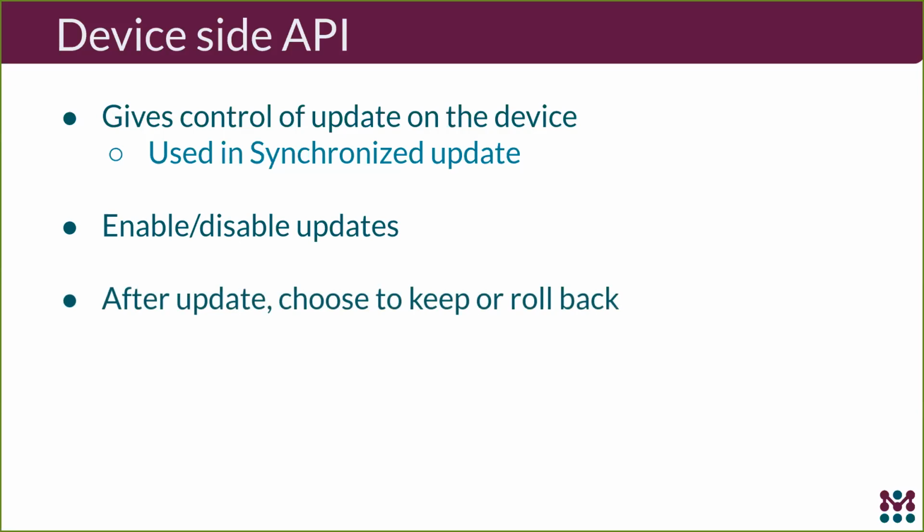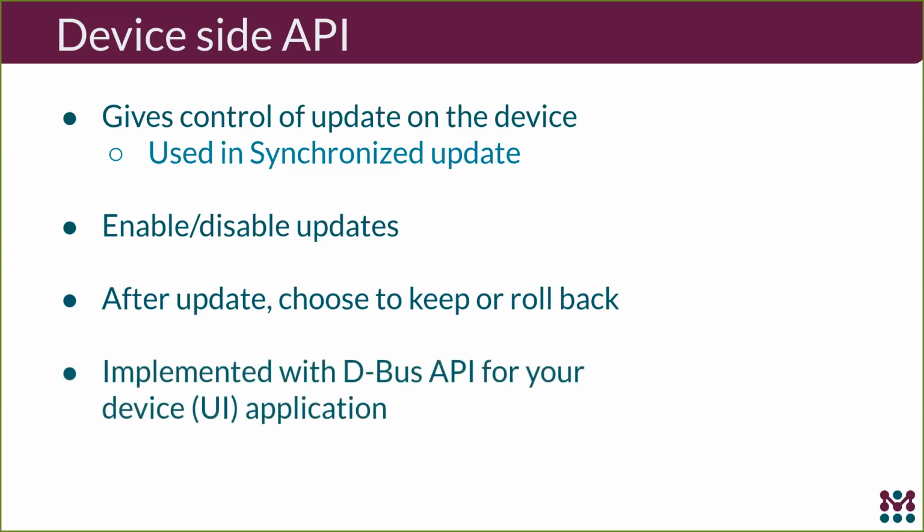Or you can ask the user, okay, now we updated, would you like to keep this version, or would you like to roll back, just like I did in a synchronized way? But you can also do it on the individual device level with the device-side API. So it's implemented through DBus, like I mentioned, and you can leverage it in any application that runs on the device. Typically, this would be a UI interface that you have on the device that would talk to the user and then relay those answers to the Mender client.